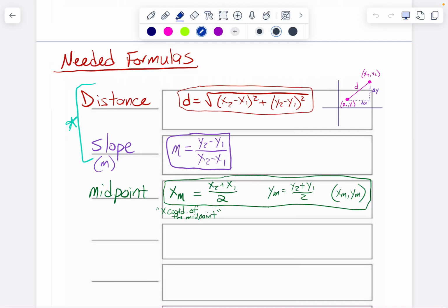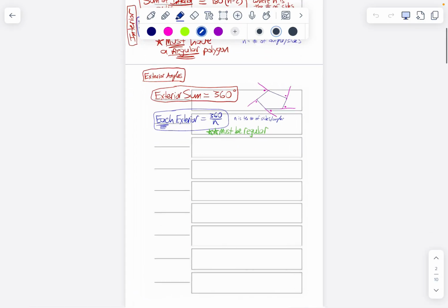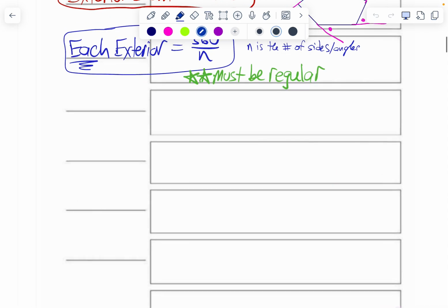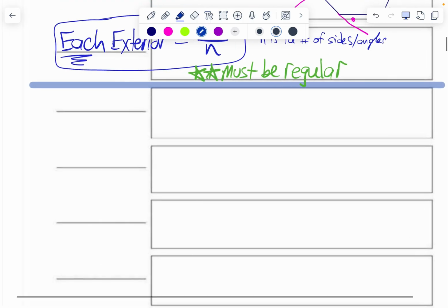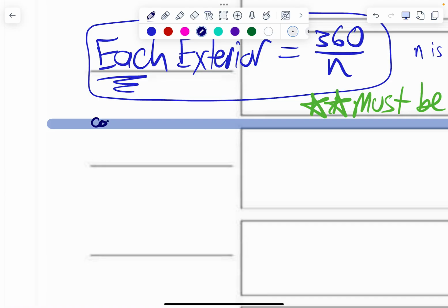I want you to just, for now at least, just note the slope formulas for a second. We'll come back and do the distance probably tomorrow. So that should be in your notes. If not, we're going to put it in there here in a second. All right. Coordinate proofs.